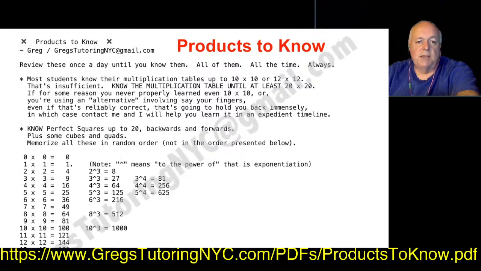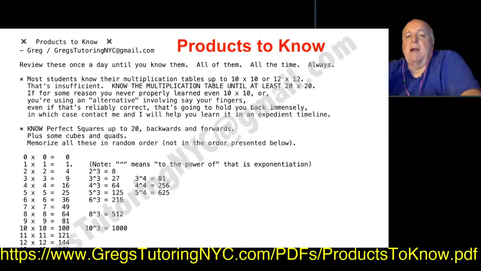So most of you guys know the 10 by 10, and some of you know up to 12 by 12. But what you really need to do is to get into the 20 by 20. Memorize the multiplication table up to 20 by 20, all of it, okay? Just methodically go through it. And this doesn't need to be marathon sessions or cram sessions.